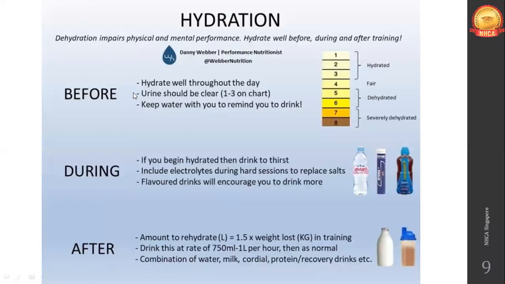So before you start the training, hydrate well. Urine should be clear. At least the urine which the athlete passes should be in this color range, 1, 2, 3. It's very pale straw colored urine, that should be the color. If it is getting darker and more yellowish, it means the person is dehydrated.